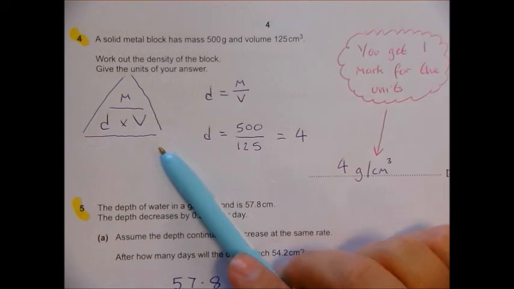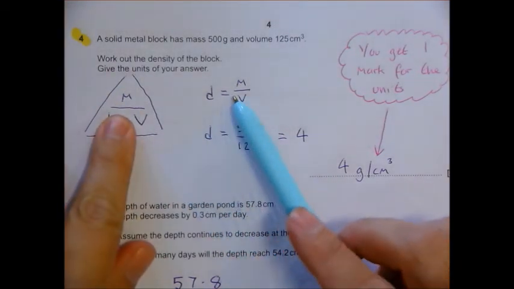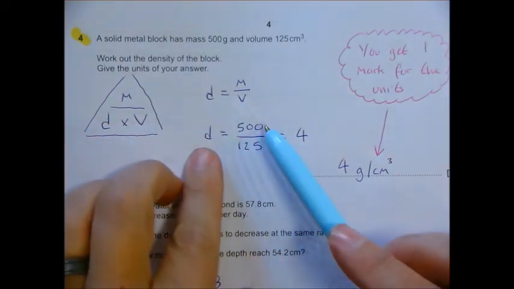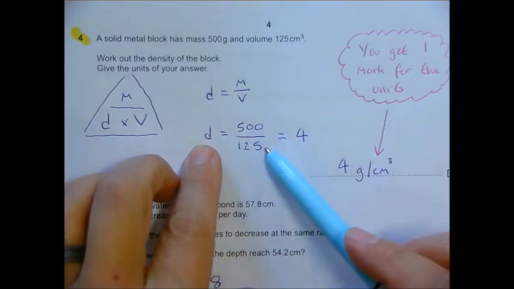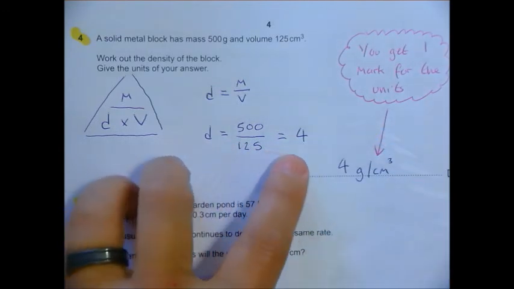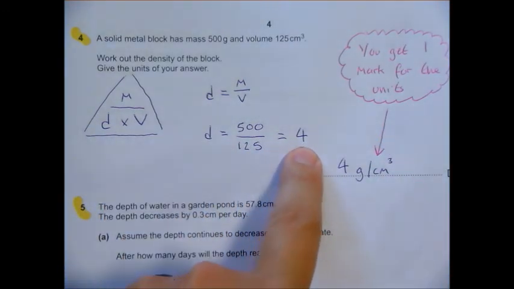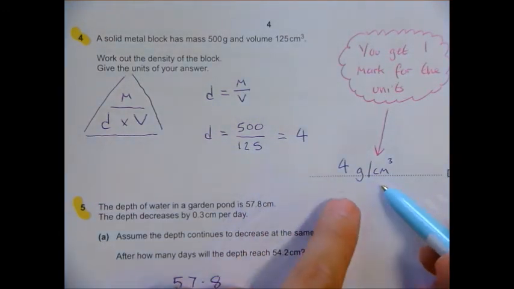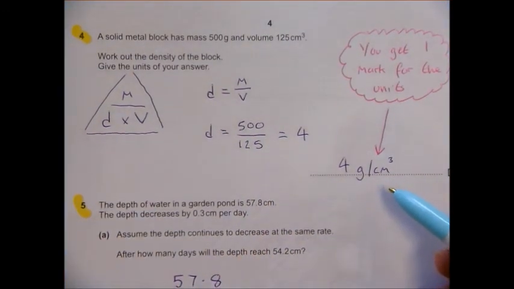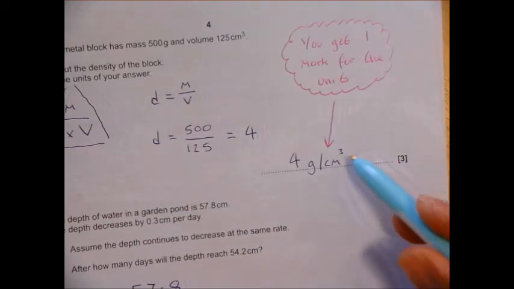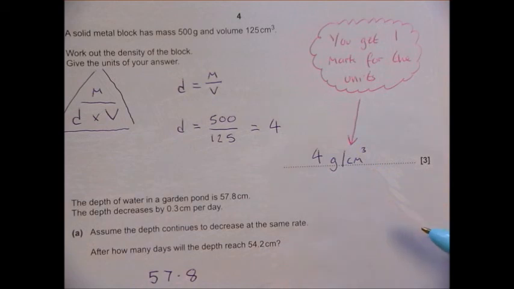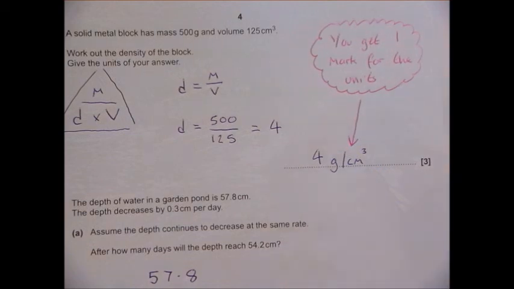Work out the density. So density is mass divided by volume, which I've done here. So the density is the mass, which is 500, divided by the volume, which is 125, and that gives you 4. Now, you get 2 marks for that. You actually get 1 mark on this question for giving the correct units to the answer. And that happens quite a lot on these papers, so do look out for it, because they don't give you any units here. So you actually get 1 mark for the correct units.